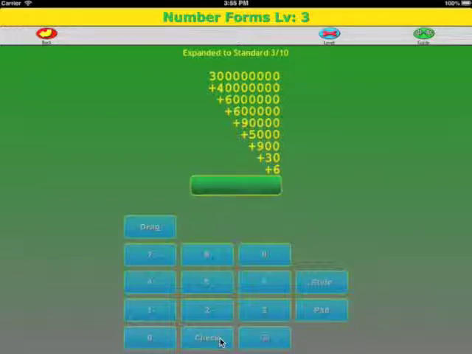It's important to do this exercise as quickly and as accurately as possible. Otherwise, there's no chance of getting long multiplication and division exercises correct. Now it's your turn.